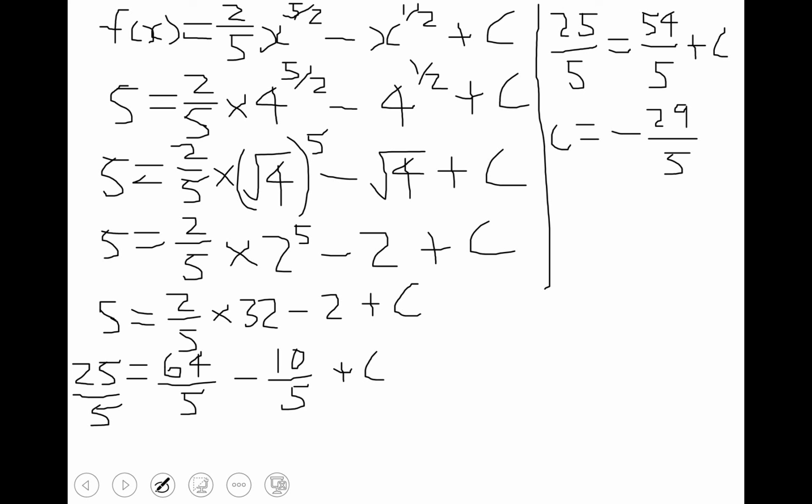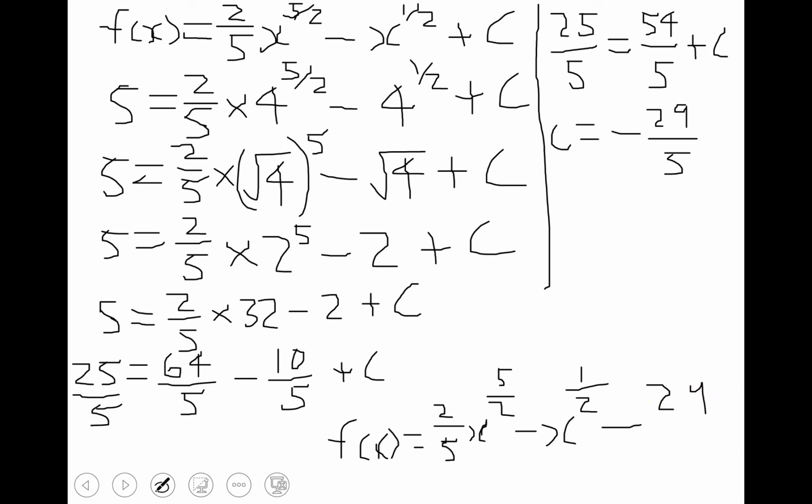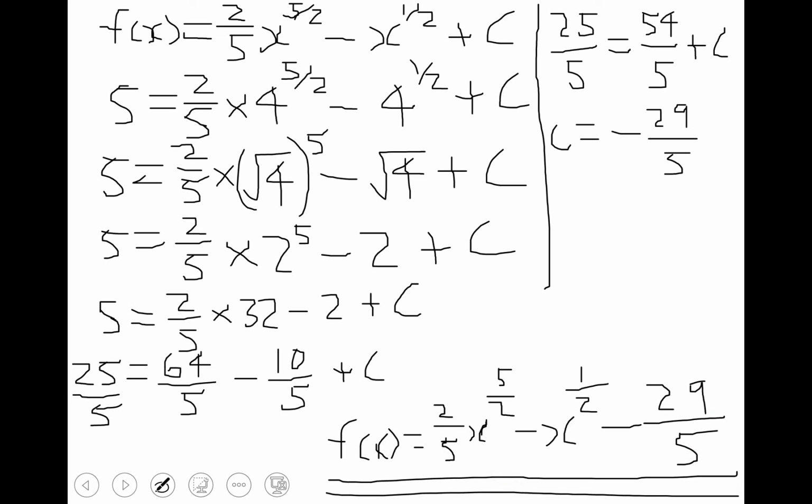And again, that means our final answer, we have to go back to the original. So we have it at the top here, f of x equals 2/5 x to the 5 over 2 minus x to the half minus 29 over 5. And that's it.